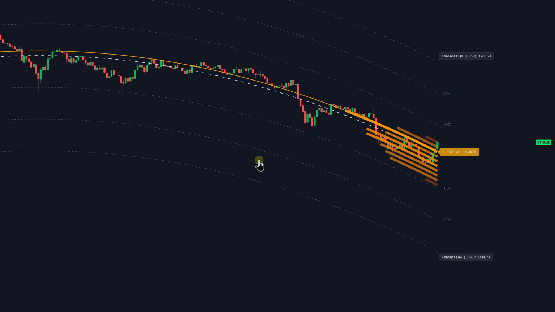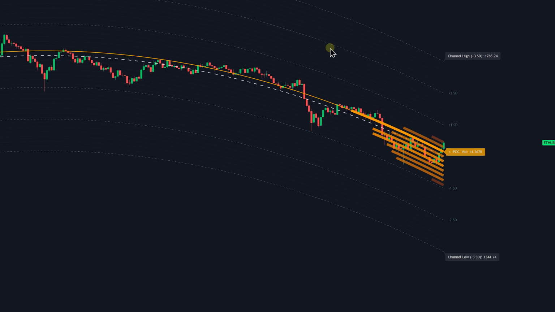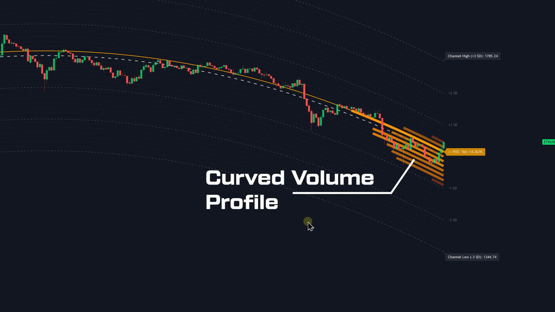So when price reaches the upper side of the channel in a bearish trend, we start thinking about possible rejection. And when it reaches the lower side of the channel in a bullish trend, we start watching for a possible bounce. The third component is the curved volume profile.